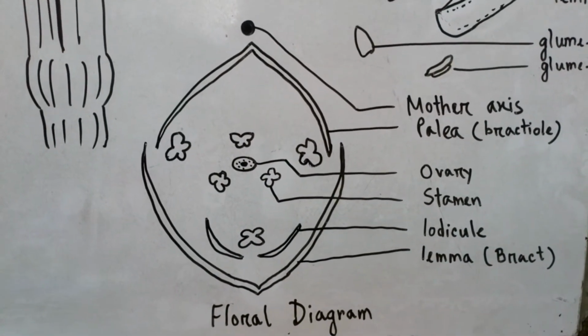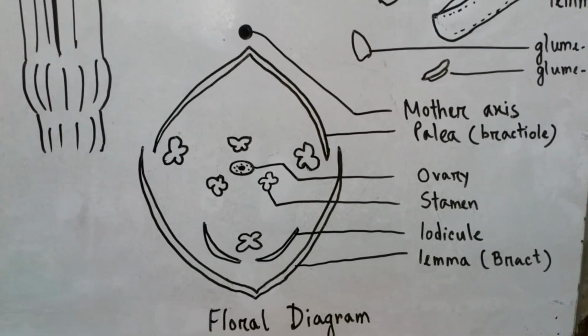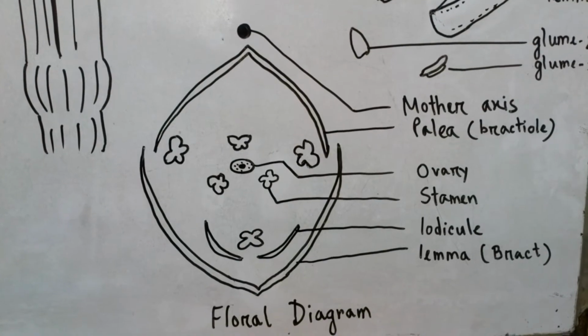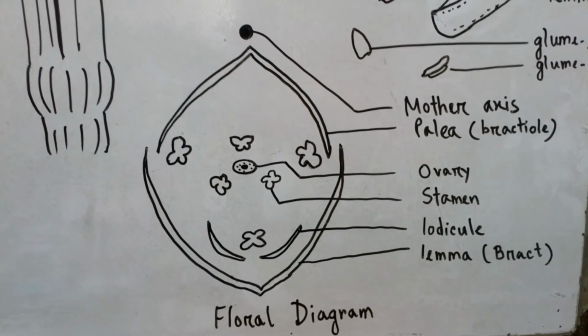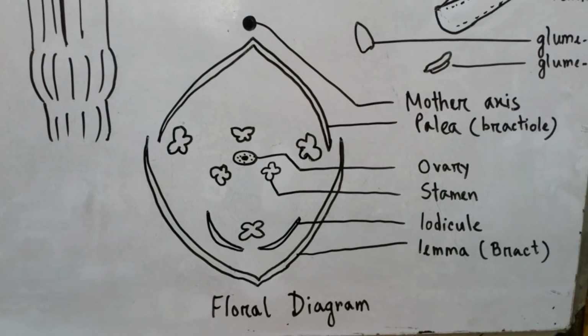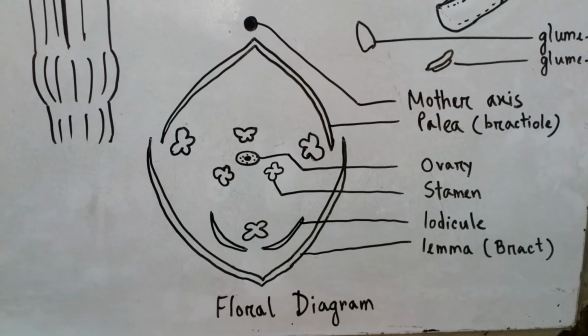Then in the axis of palea, all other floral parts are present. Among them there is lodicule. You can see there are 2 lodicules. That means, as I told you before, they are actually perianth, and they are 2 in number and they are free.